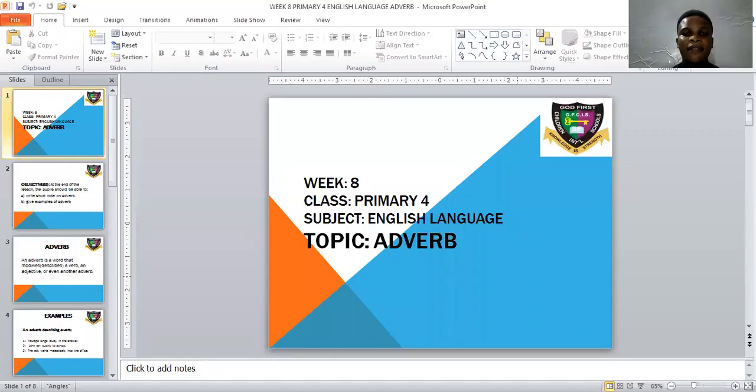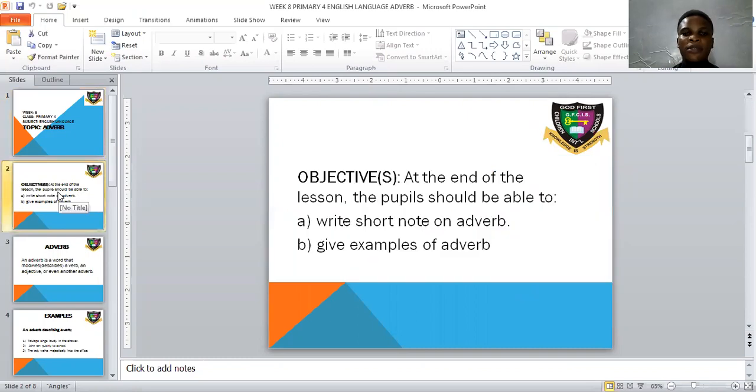Now, today, we're going to be moving to a new topic, which says adverb. Adverb. Now, before we go into what adverb is all about, let's quickly look at the lesson's objective.